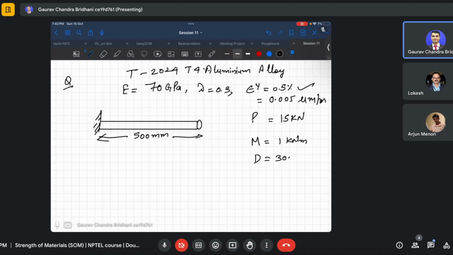It's a solid shaft. Yield strength. I think that is fairly straightforward. Sigma y is epsilon y times E. Correct, 0.005 into E. That's all.